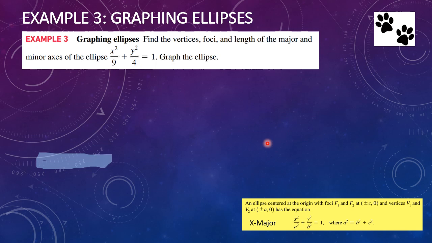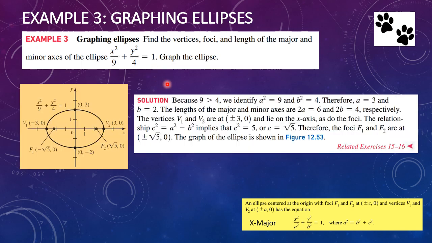And so we can see that a is going to be equal to 3, since a squared is 9, and b is going to be equal to 2. Therefore, a equals 3, b equals 2. The lengths of the major and minor axis, remember, the major is 2a, which is 6, and the length of the minor axis 2b is going to be 2 times 2 is 4.